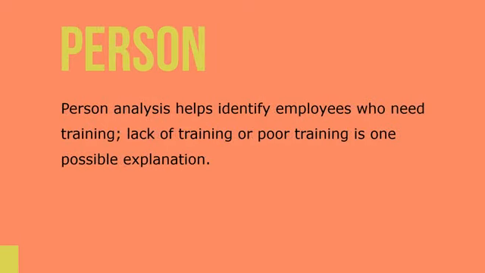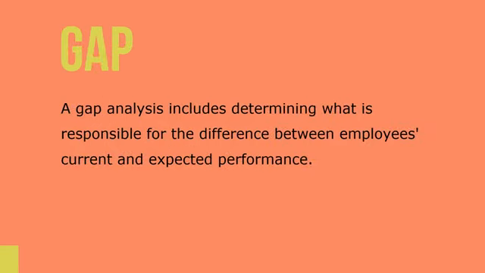Person analysis helps identify employees who need training. Lack of training or poor training is one possible explanation. This is often referred to as a gap analysis. A gap analysis includes determining who is responsible and what is responsible for the difference between employees' current and expected performance. The need for training may result from pressures, including performance problems, changes in the job, or use of new technology. Person analysis also helps determine employees' readiness for training.